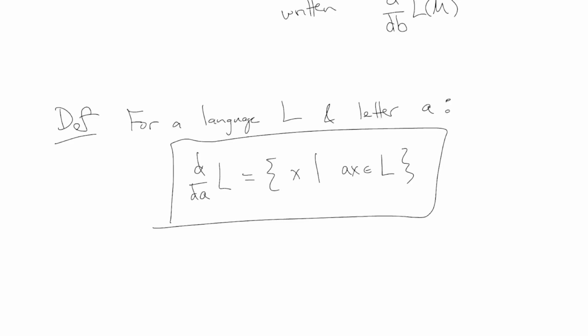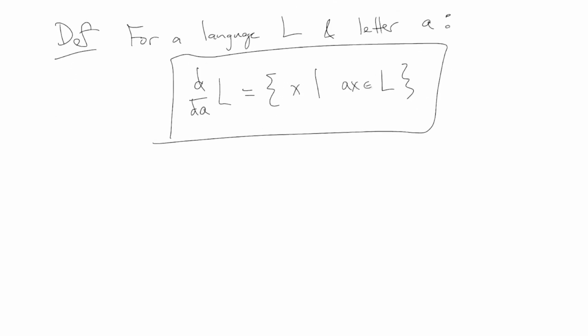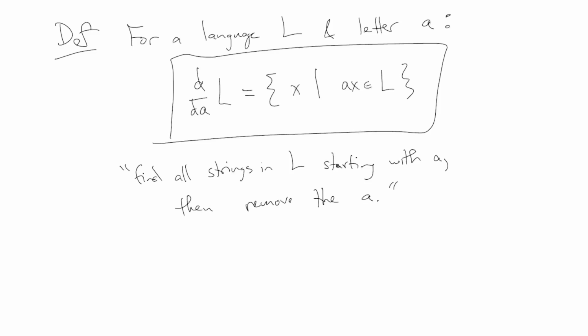So how I would say that in words, it means something like: find all strings in L starting with a, and then remove the a. That's what this is. And if there are no strings that start with a, then you just don't get anything. You consider all the strings in there which begin with an a, and then you take that a away.